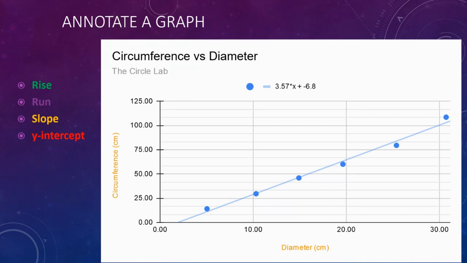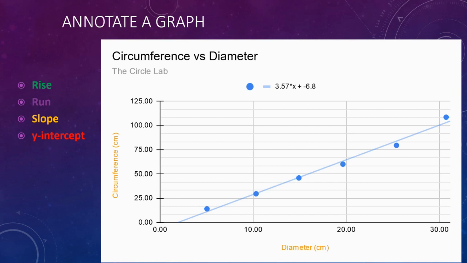So in order to better understand what a graph is telling us, we are going to annotate the graph itself. I want you to really look at what each part of a graph means. Now, the main parts of a graph are the rise, the run, the slope, and the y-intercept. So each one of these parts represents something important about our data. So let's start with the rise.